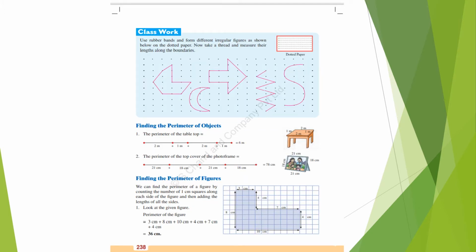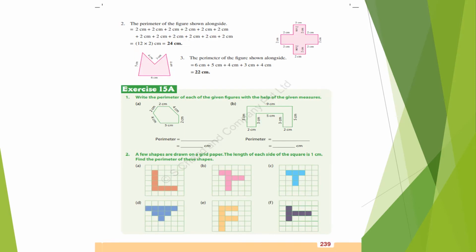revision for exam purpose. And in this page, some irregular shapes are given, but I am directly taking you to some shapes like page number 239. Two shapes are given and the length of every side is given. If you add all the sides, you will get the total length of the outer boundary of the shape, and that is called perimeter.